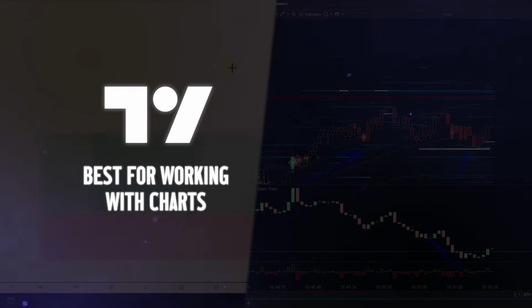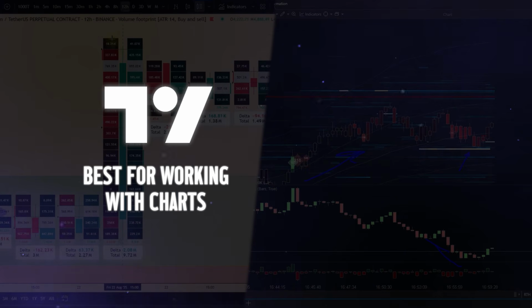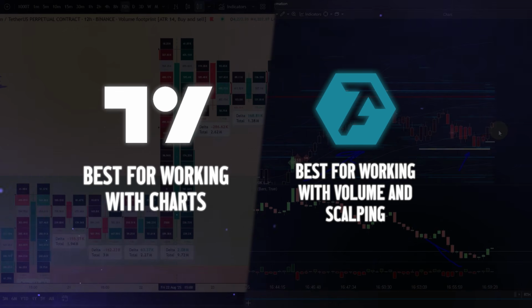That's why my short summary for you: TradingView is best for working with charts. If your strategy is chart based, you can work with TradingView, my apologies, beautifully. If your strategy is based on volume, plus you do scalping sometimes, you definitely need ATAS.